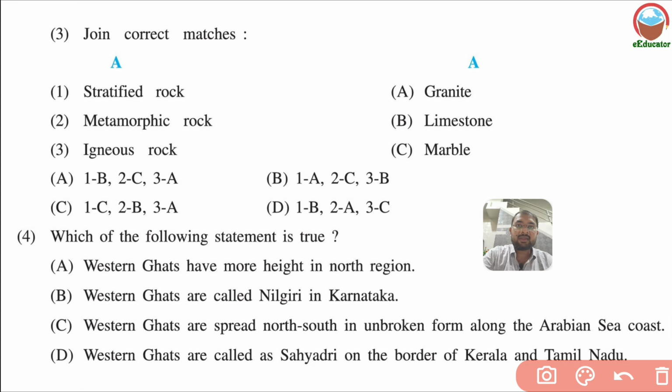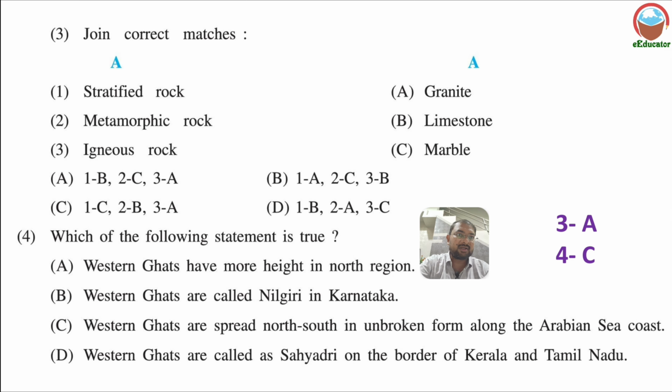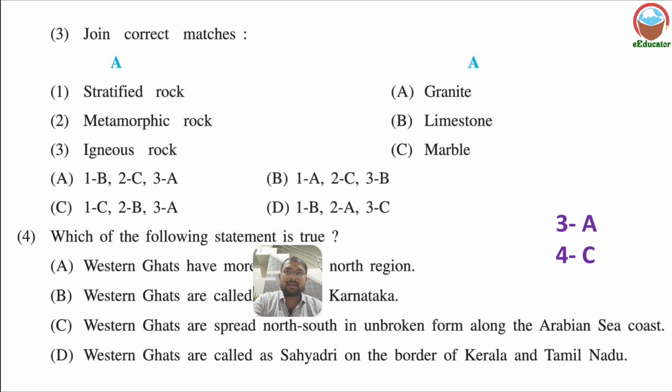Which of the following statements is true? We need to identify the true statement here. Western Ghats have more height in the northern region. Western Ghats are called Nilgiri in Karnataka. Western Ghats are spread north to south in an unbroken form along the Arabian Sea coast. So C is the correct one. Western Ghats are called the Sahyadri. So the answer is C. Third A and fourth C.